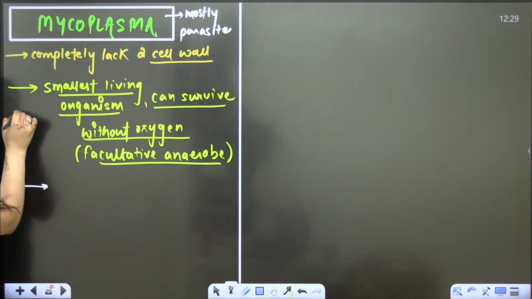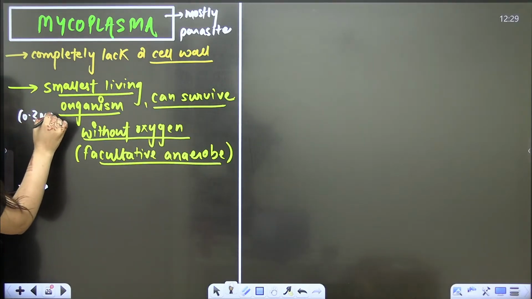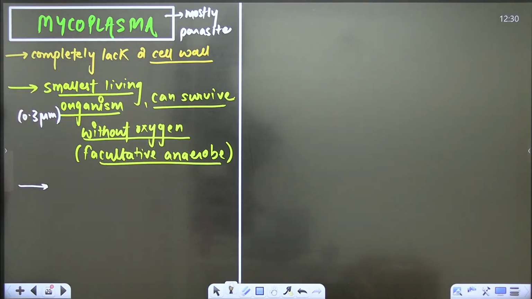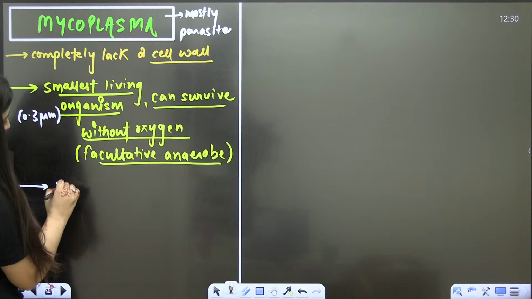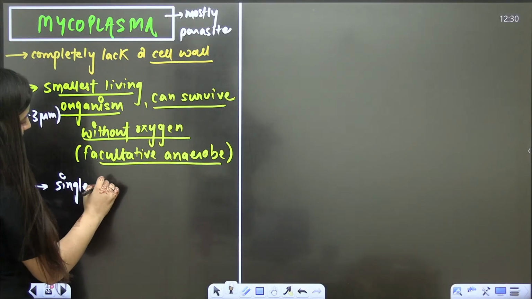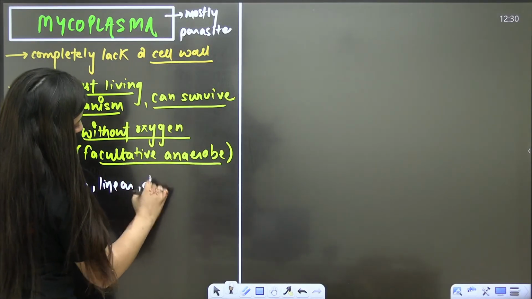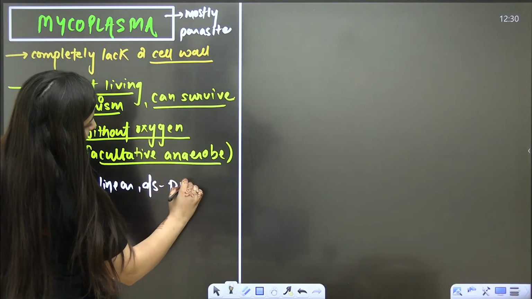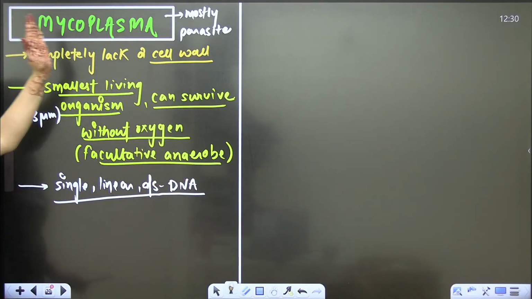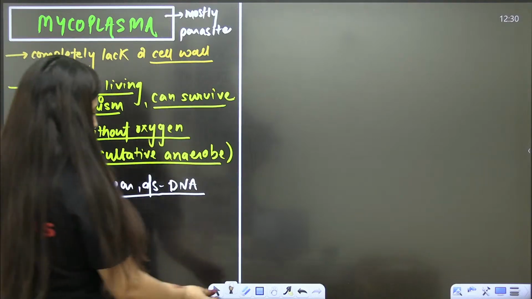So smallest living organism, remember, 0.3 micrometer. Mostly they are parasites, right? If you talk about the genetic material, that will be a single linear double stranded molecule of DNA. That's it. So mycoplasma, mostly parasitic.